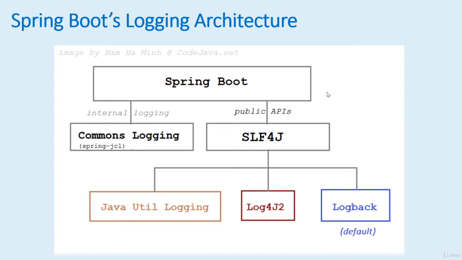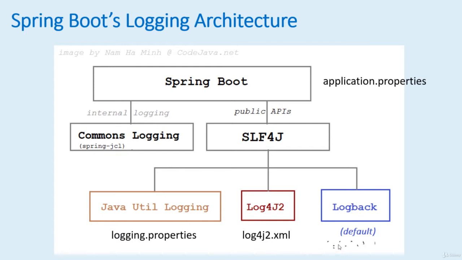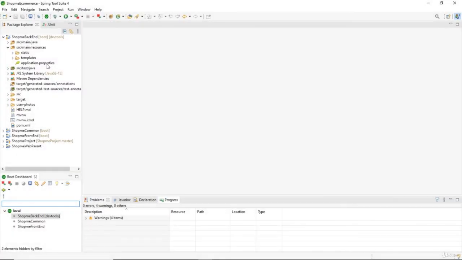And we can configure logging in the Spring Boot application.properties file or in the properties file that is specific to each logging implementation, such as logging.properties for Java Util Logging, log4j2.xml for Log4j2, logback.xml for Logback. And in this video, I will show you how to configure some logging basics in the Spring Boot application properties file. Alright, come back to the project and let me start the ShopMe backend application so we can see the logging information printed in the console view.